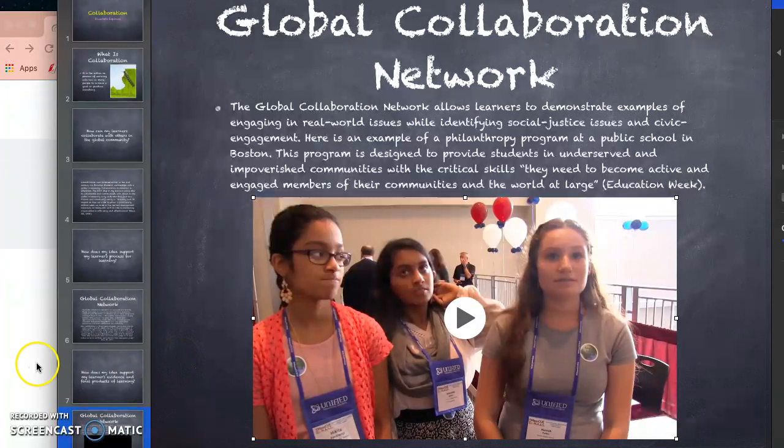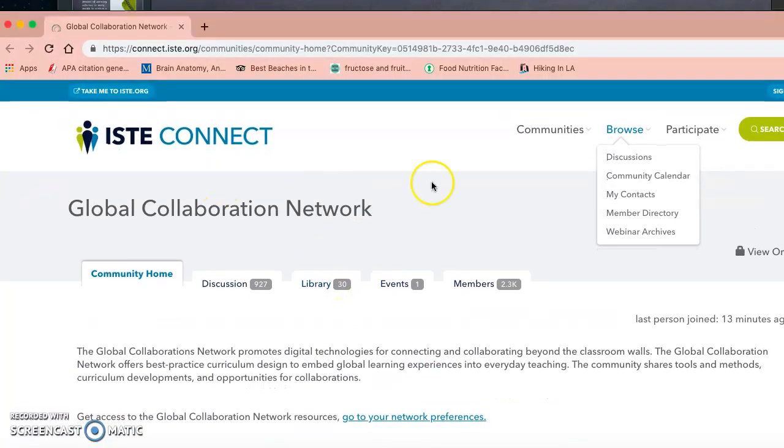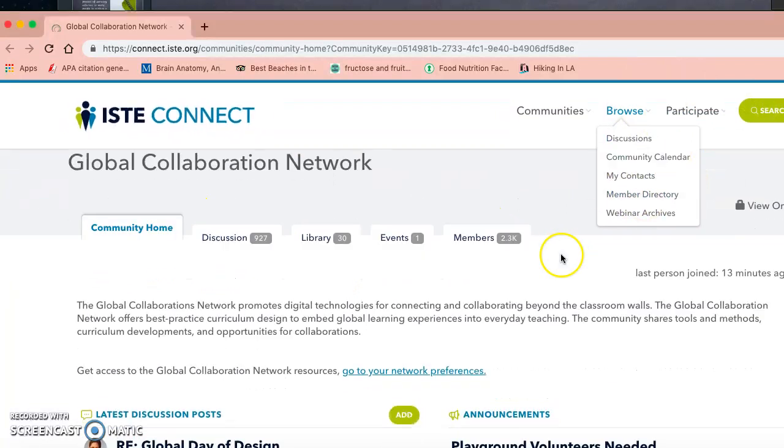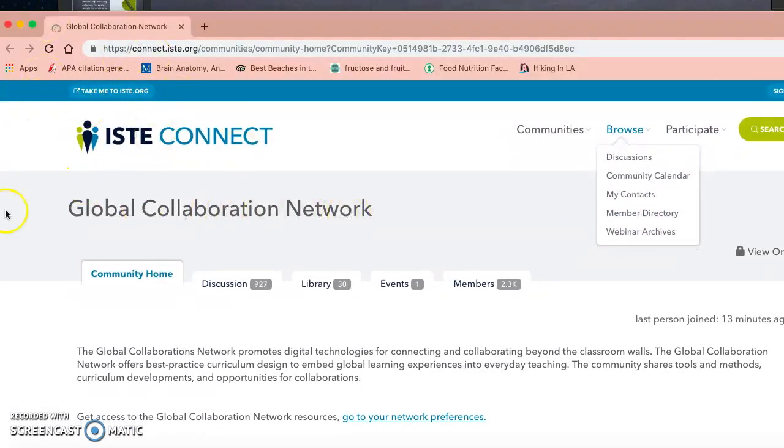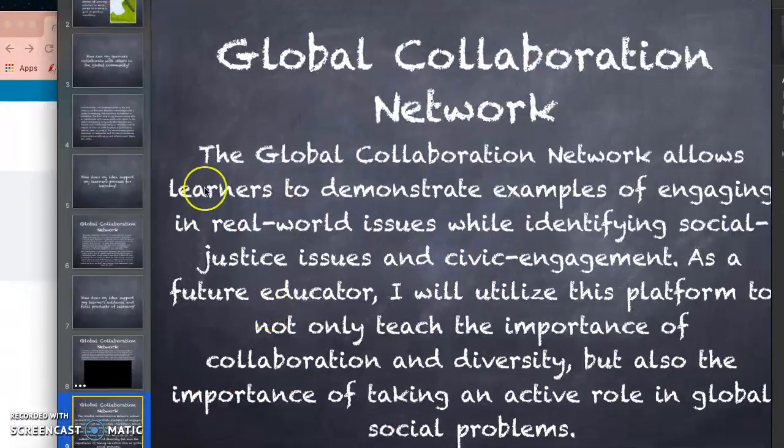Well, that is an example. So that is an example of the Global Collaboration Network, and it allows learners to demonstrate examples of engaging in real-world issues while identifying social justice issues and civic engagement. As a future educator, I will utilize this platform, which is right here. This is the platform where you can sign in and participate, the Global Collaboration Network.